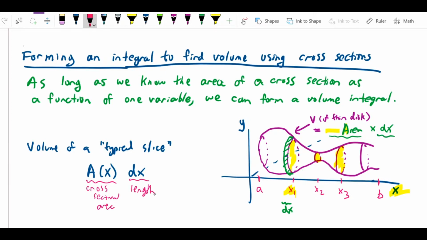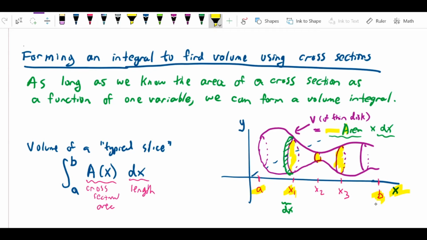Well, guess what we can do in order to find the volume of the full object? We can simply add up all of those cross-sectional areas, all of those little slices, like this. Remember, the integral sign looks sort of like an S for sum, and we integrate from the lowest possible x value, which is a on the left, to the highest possible x value, which is b on the right.